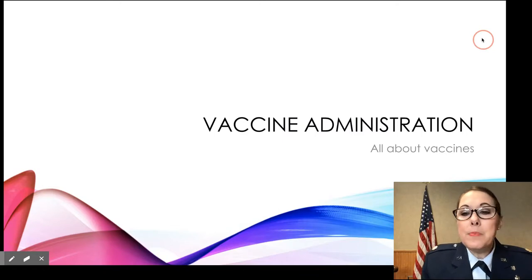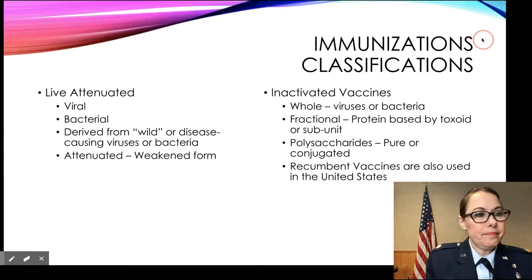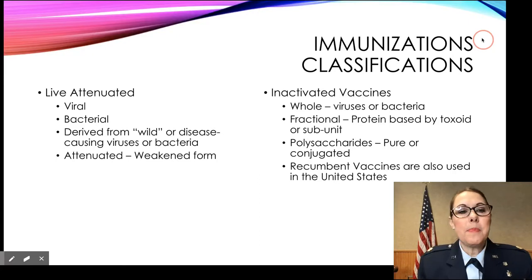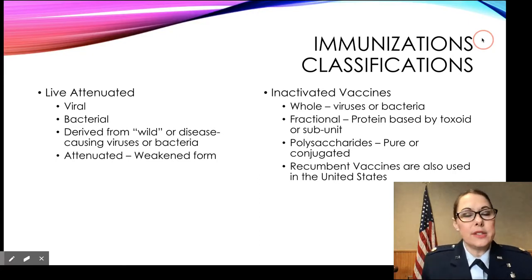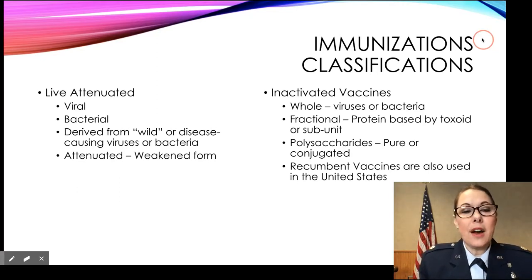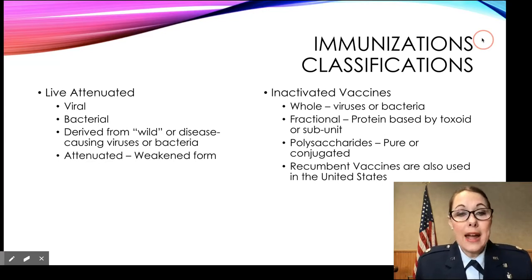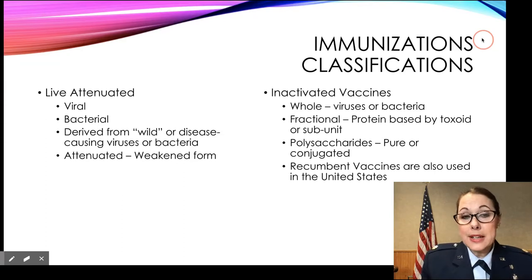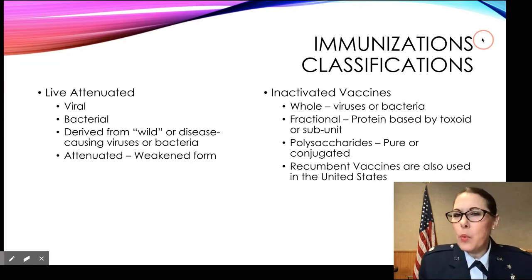Vaccine administration. So when we talk about vaccines, we look at different classifications. So vaccines come in all different kinds of shapes and sizes and colors. And so live attenuated vaccines can also be viral or bacterial. They can be derived from wild disease-causing bacteria, or they can be attenuated, meaning they're kind of a weakened form.